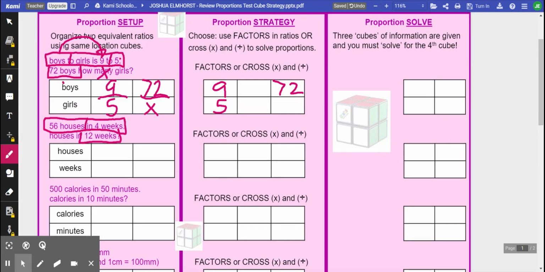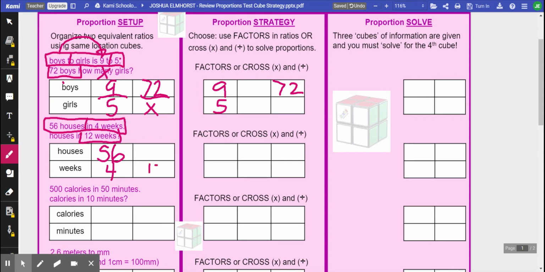So just moving on the left side, we have houses and weeks. We're going to block those two things. That's important information. And then we have 56 houses. Once we put the blocks over here, we have to keep them organized, where houses is on top and weeks is on bottom. That's the first two pieces, and then the third piece is going to be 12 weeks.